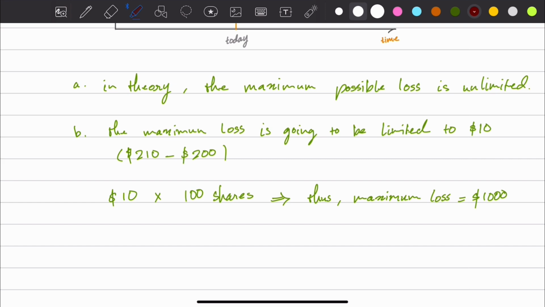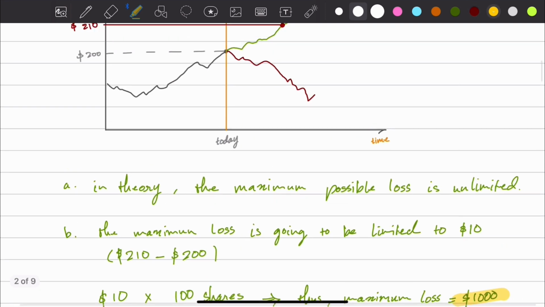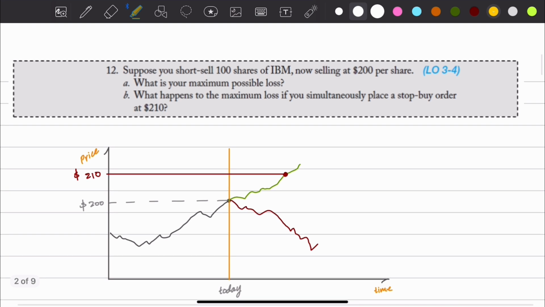Okay, I hope that you found this tutorial useful. This is how you solve problem number 12 from chapter 3.